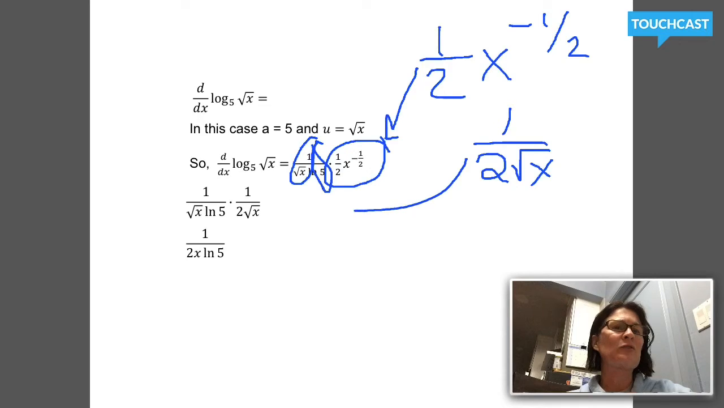Notice in the next line I've replaced it with the radical notation instead of the exponent notation. So 1 over square root of x times natural log of 5 times 1 over 2 square root of x. Again, you have no obligation to simplify on the free response section, but notice that the square root of x times the square root of x in your denominator multiplies together to make x. That's how I get this final answer of 1 over 2 times x times the natural log of 5.